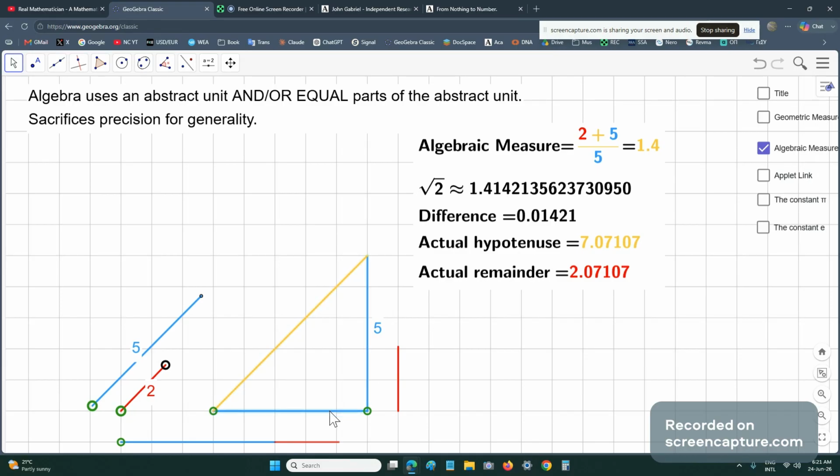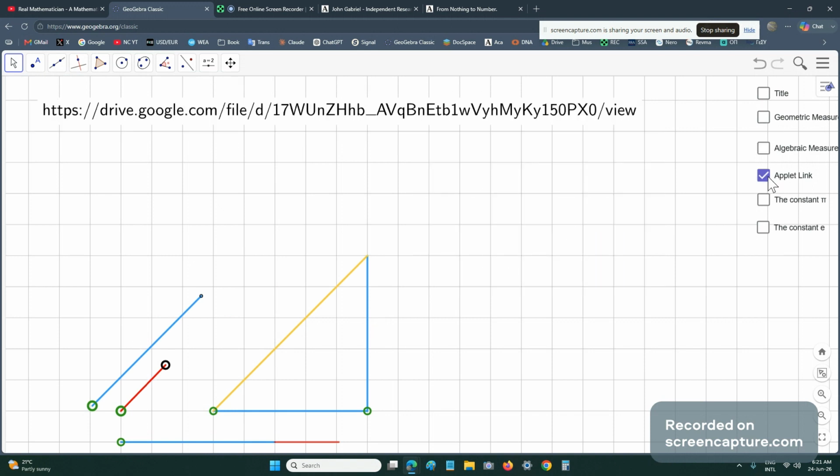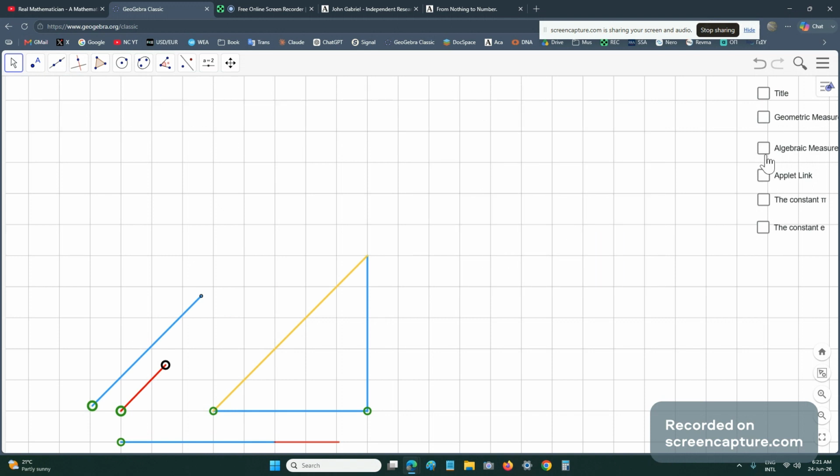Okay, that's why it's called an irrational constant. So that's the difference between geometric and algebraic measure. Okay, and by the way, this is the applet link for what you're seeing, but don't worry about that. We will come back to it.